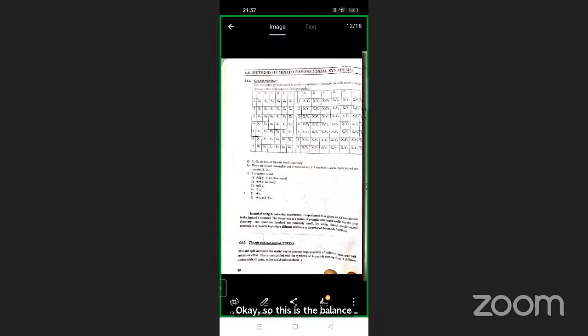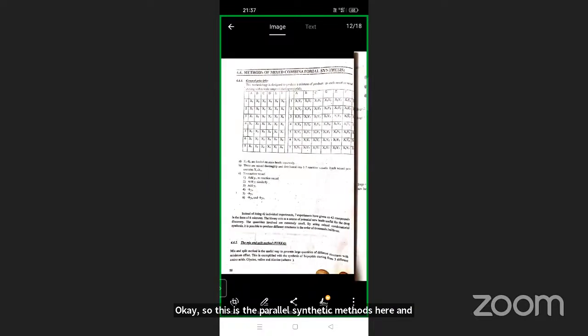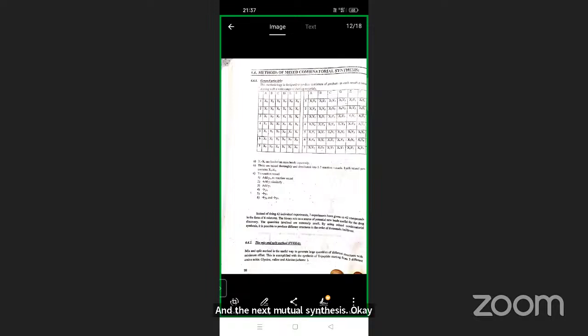And next, the mixed synthesis. We will discuss this mixed synthesis in the next class.